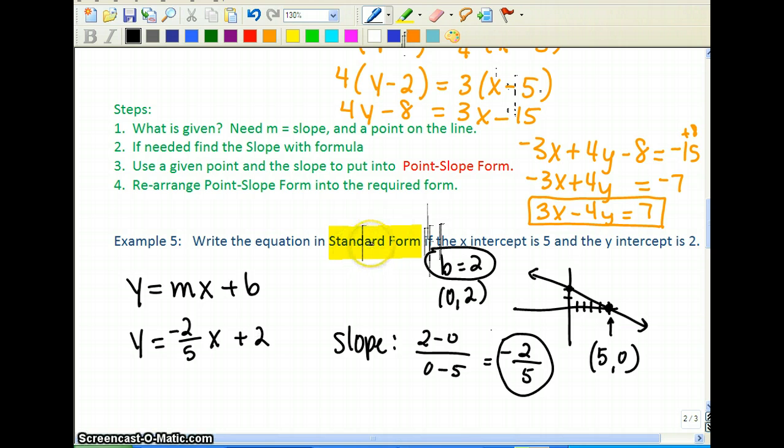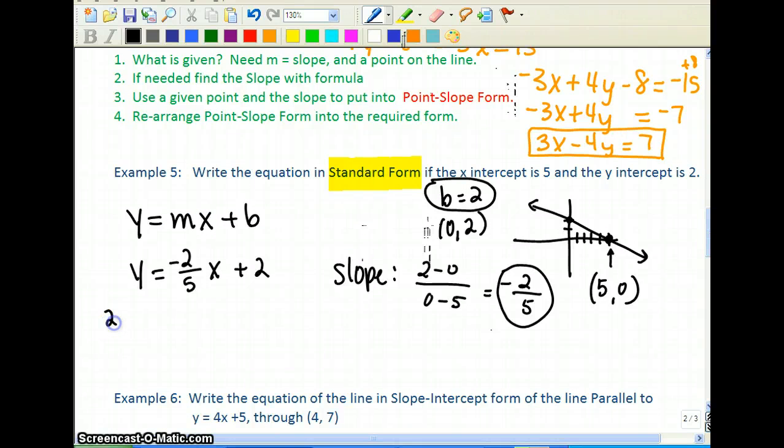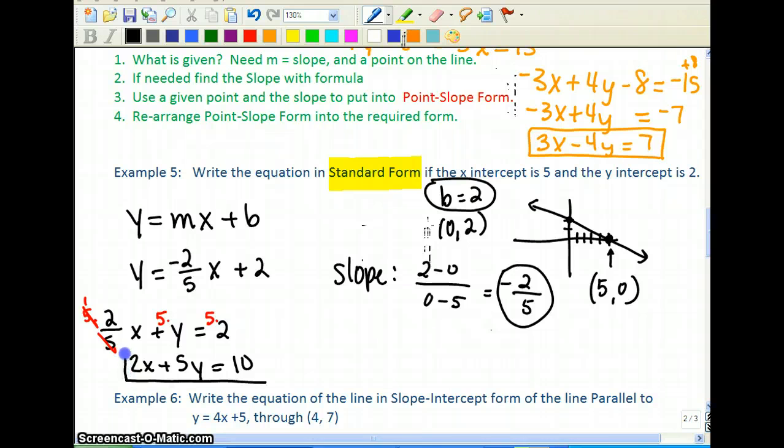So standard form, the x and the y need to be on the same side. So you still have some work to do. So 2/5 x plus y equals 2. So we move the 2/5 over. We can't have any fractions. We have to multiply everything by 5. These 5's cancel and leave 1's. So 2x plus 5y equals 10. The x is positive, so you're done. So in this problem, we didn't have to use the point slope form because they let us go right into m and b form.